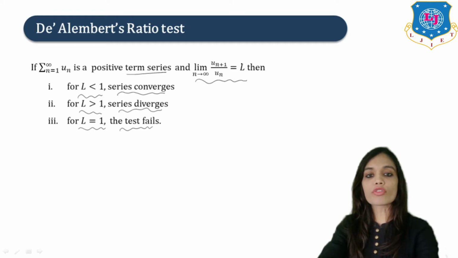So firstly you have to find the limit n tends to infinity un plus 1 upon un and find the value of L. If L is less than 1, then you can write it as a convergent series. Greater than 1, then the series is divergent. And if L is 1, then we have to apply some other test.